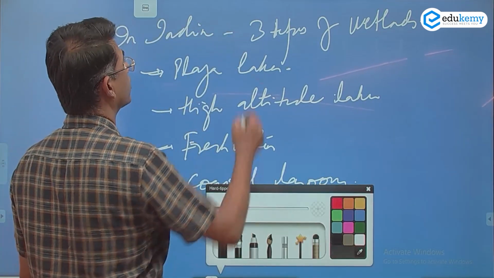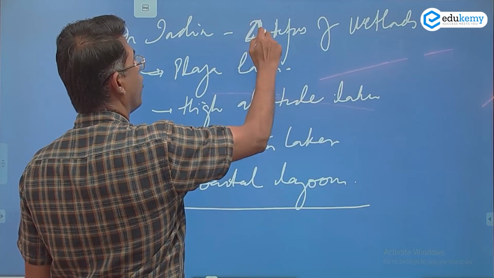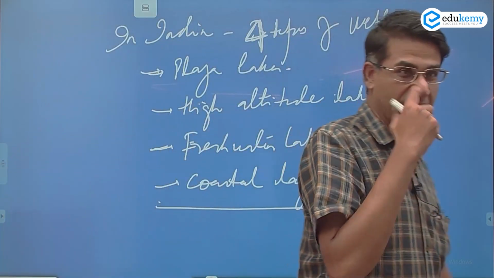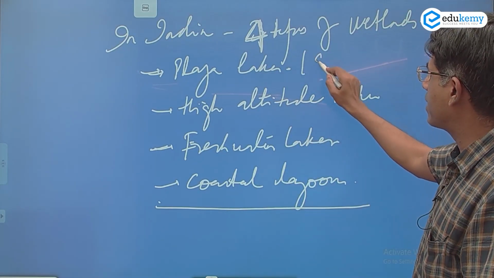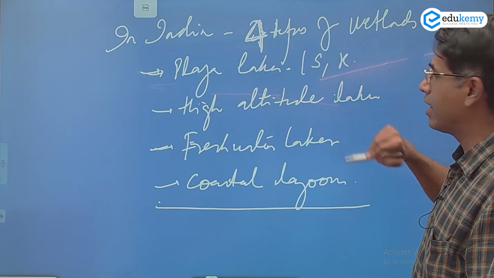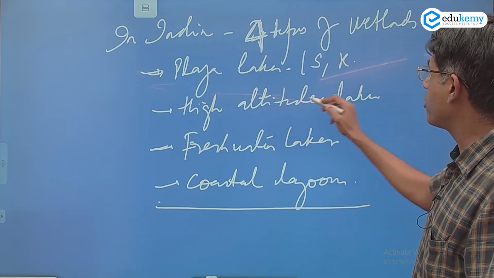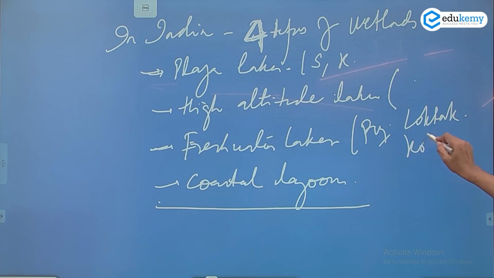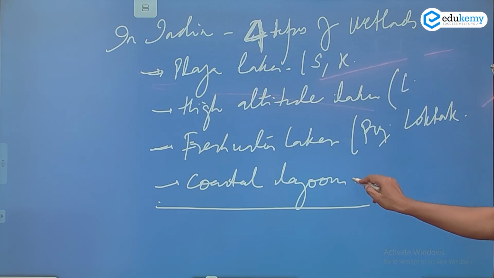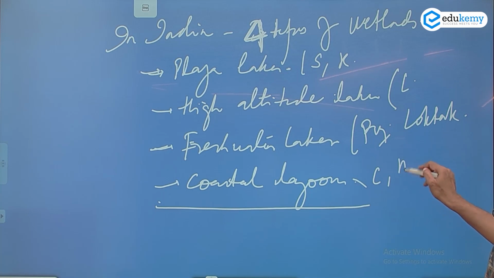Sorry, 4 types, not 3 types. We have 4 types of wetlands in India. We have playa lakes like Sambar Lake, Kyola Deo, Ghana is a playa lake. We have high altitude lakes like in Ladakh, brackish water, and freshwater lakes like Pong Dam is a freshwater lake. Loktak is a freshwater lake. Kolleru is a freshwater lake, and coastal lagoons like Chilka, like Vembanad, like Ashtamudi, 4 types.